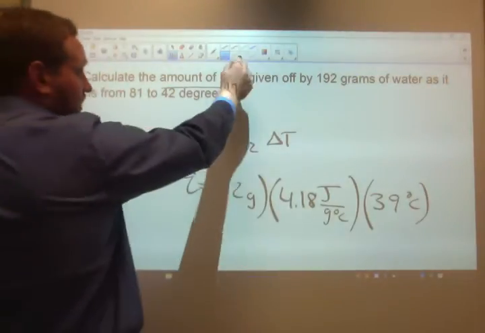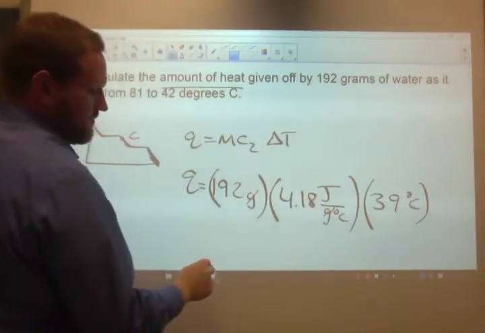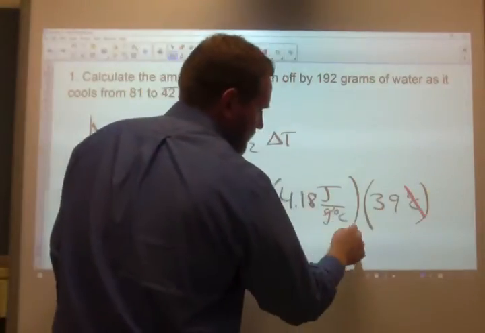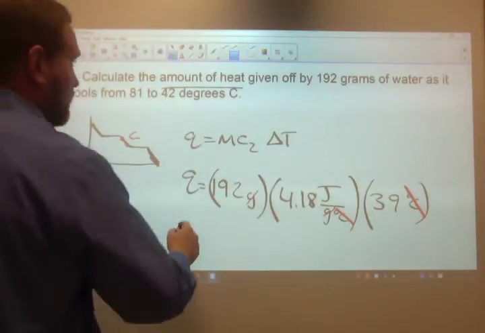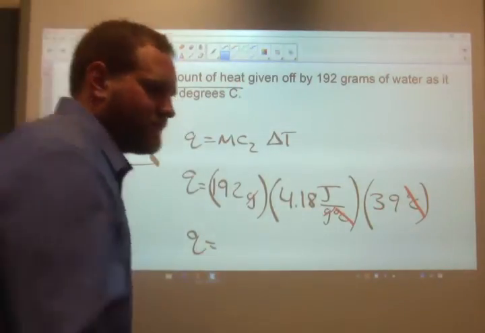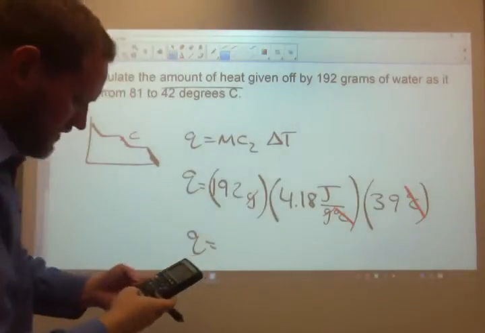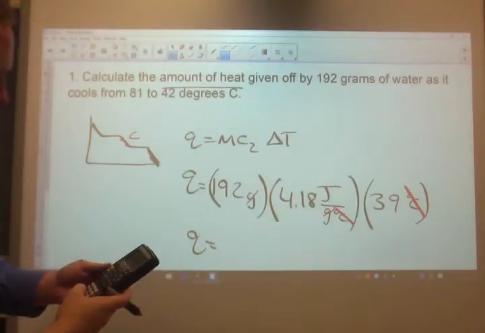Before I solve, let's check our units. Gram cancels gram. Degree Celsius cancels degree Celsius. What am I left with? Joules. That makes sense. I'm looking for joules of heat. Q equals 192 times 4.18 times 39.